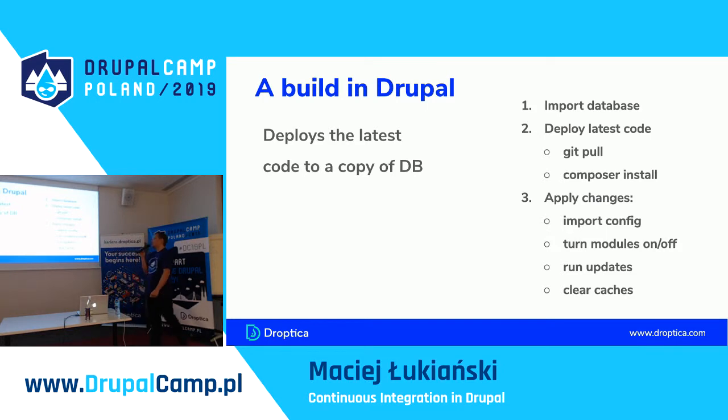So I'm going to talk a little bit about what we understand by a build in Drupal. A build in Drupal is deploying code to a copy of the database from production. In a nutshell, if you were to do a build locally, you'd import the database, deploy the latest code, maybe run composer install, and apply all changes: import configuration, turn modules on or off, run updates, clear caches. Usually the way we do it, we turn modules on and off in the updates, so that all the changes applied to the website are done through code.